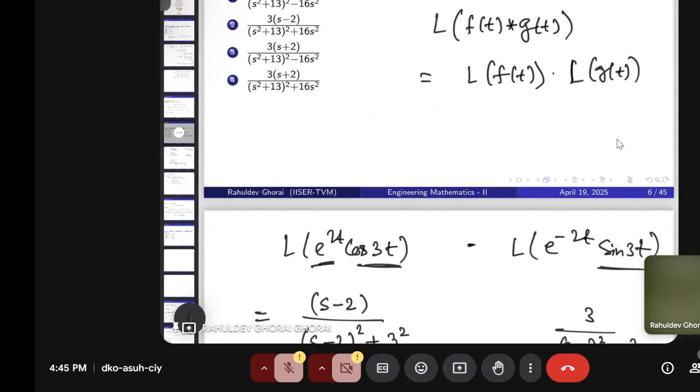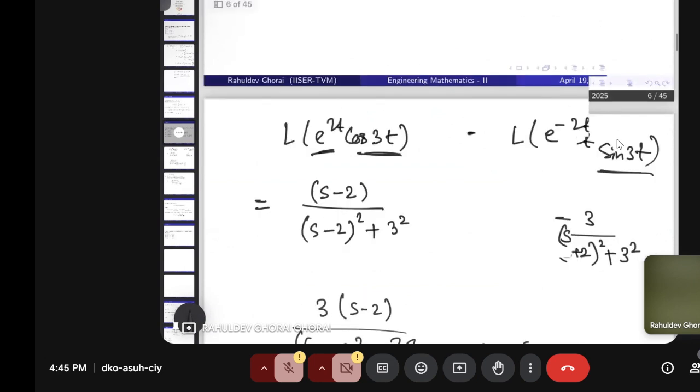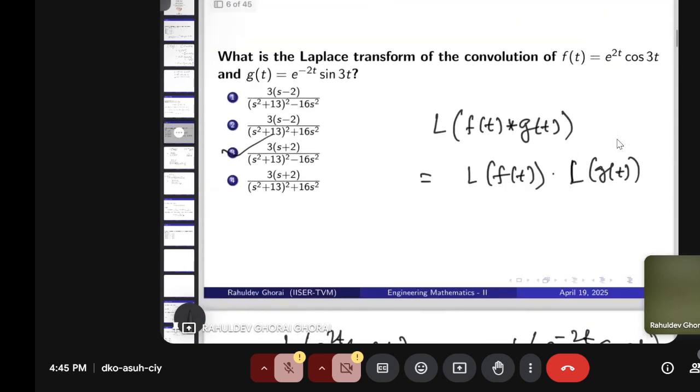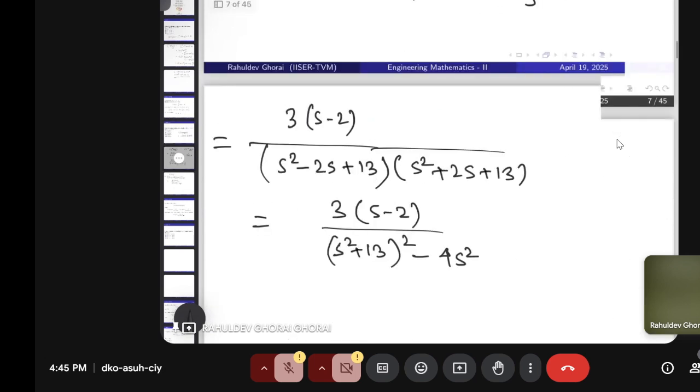3 times s minus 2, so the third option should be correct. 3 times s plus 4, s minus, sorry, s minus 2. So this is not correct. This is correct. This is not correct. 3 times s minus 2, but s plus, s plus. So option 1 should be correct.